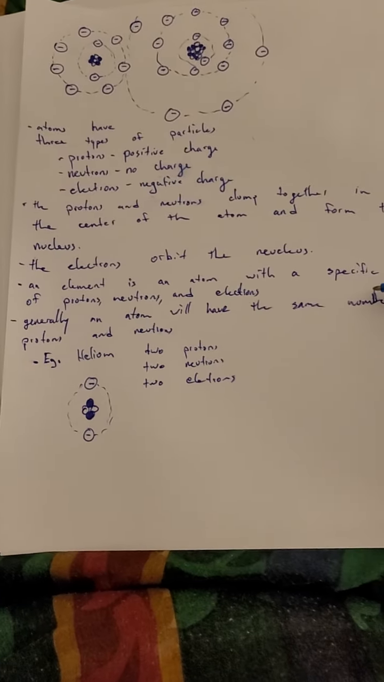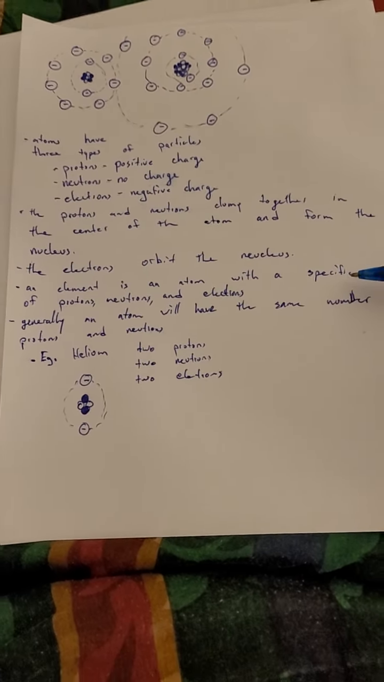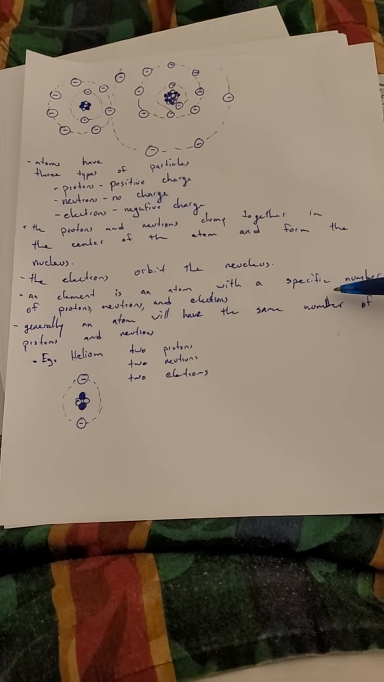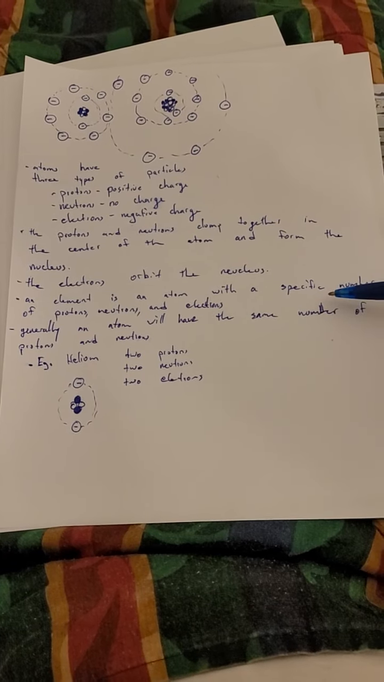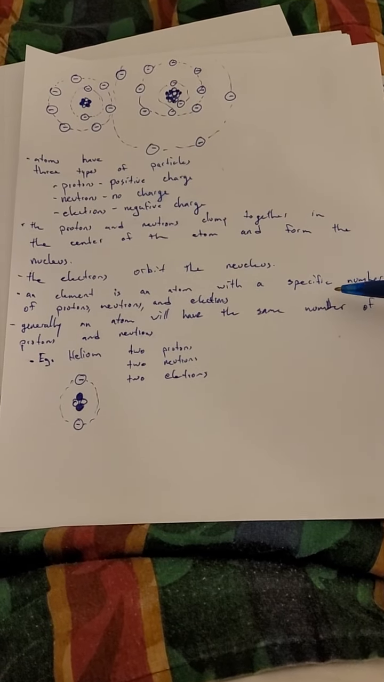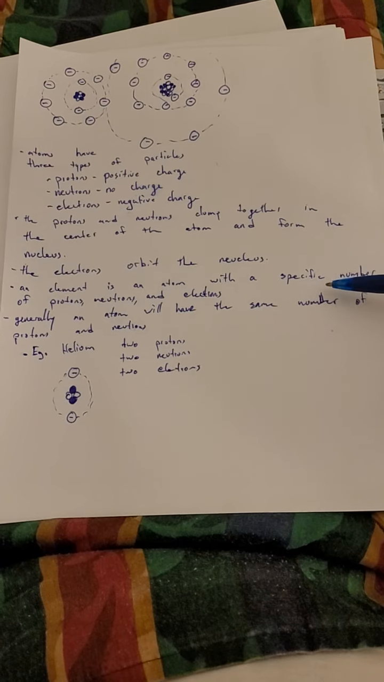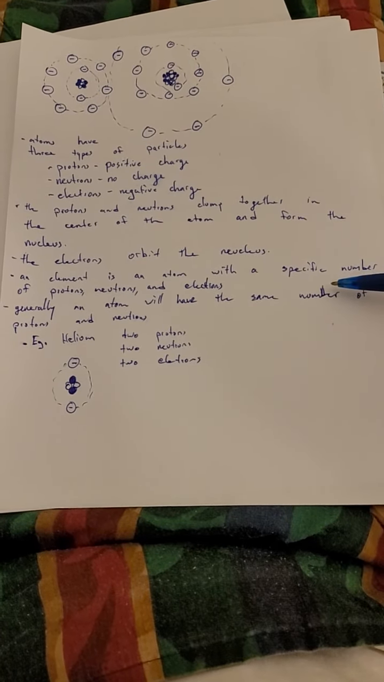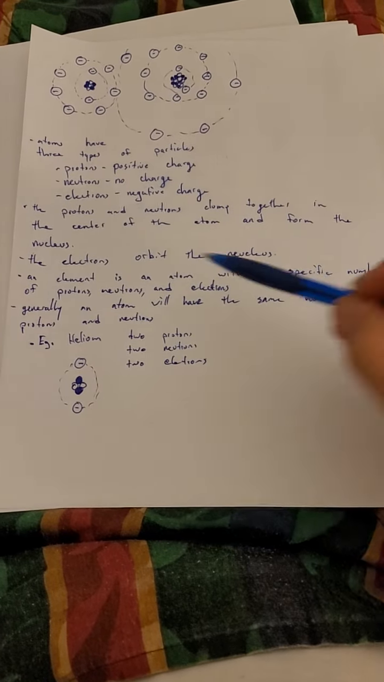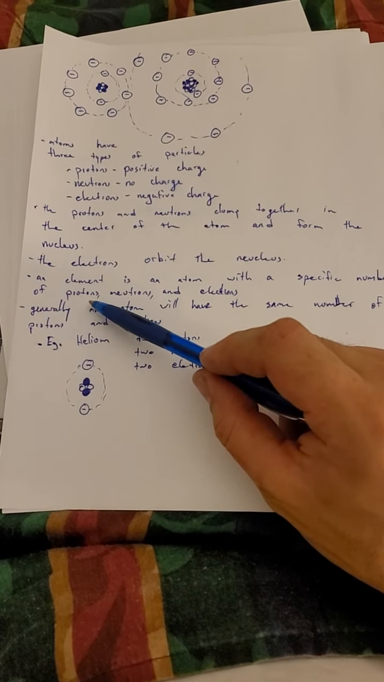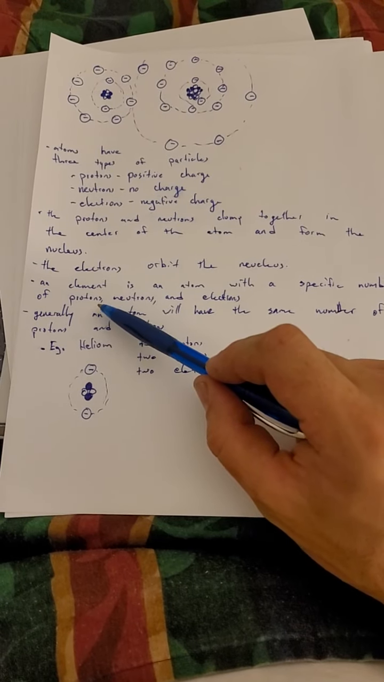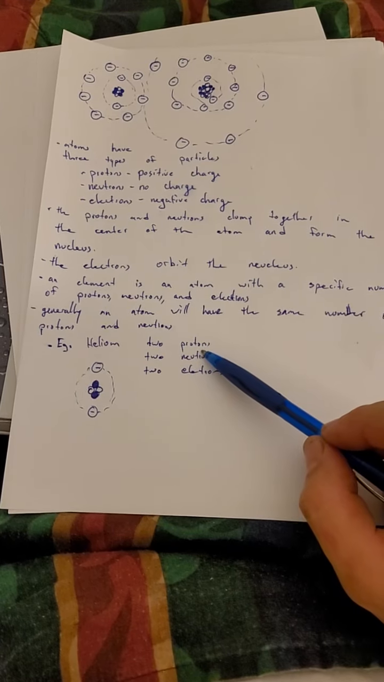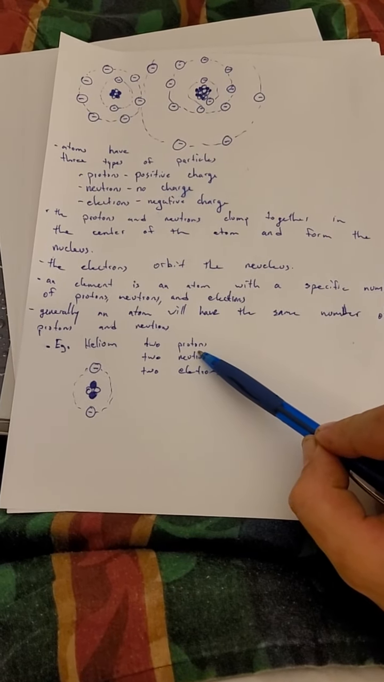All right, now we have things called elements. So hydrogen, helium, lithium, bromine, oxygen, carbon, all of those are elements. Now an element is an atom which has a specific number of protons, neutrons, and electrons. Most importantly, protons. So helium, like I put down here, will always have 2 protons. Hydrogen will always have 1 proton.